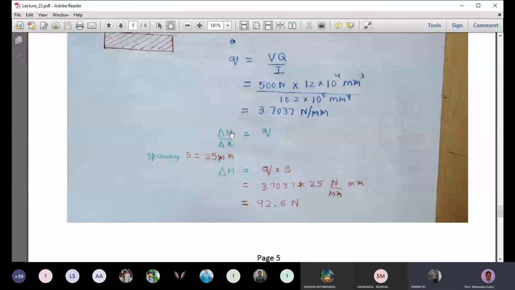When you say delta H, it is along the longitudinal axis of the beam. So I didn't sketch the full beam. Now, if you have the beam here, then the nails are spaced at a distance of 25 millimeters. So you can imagine that.